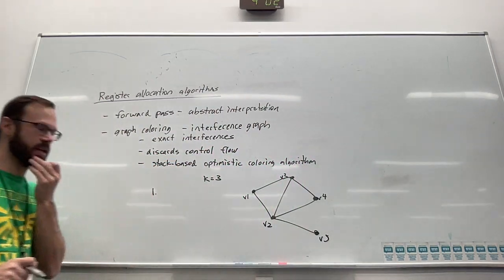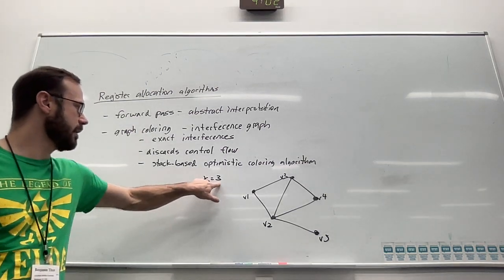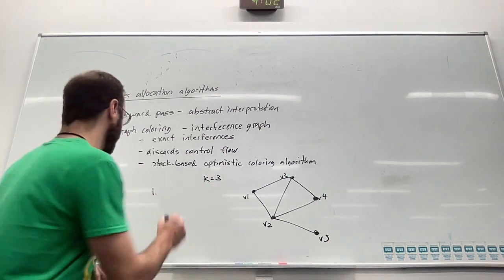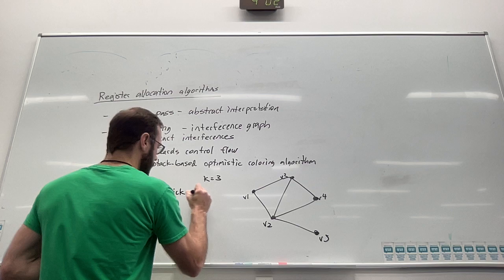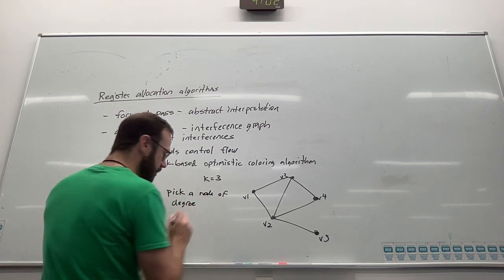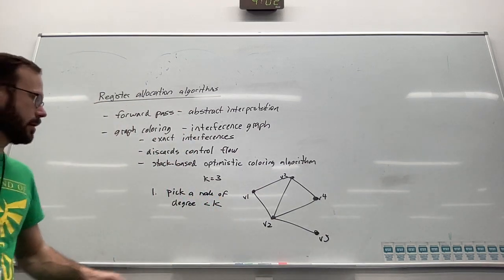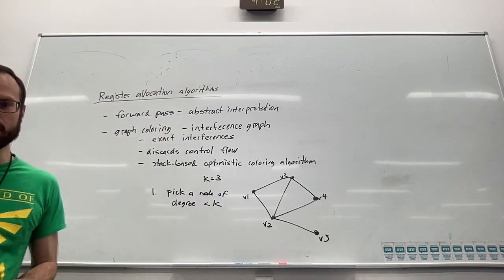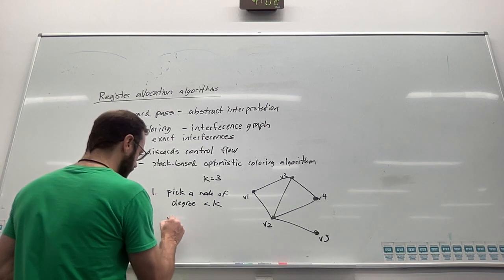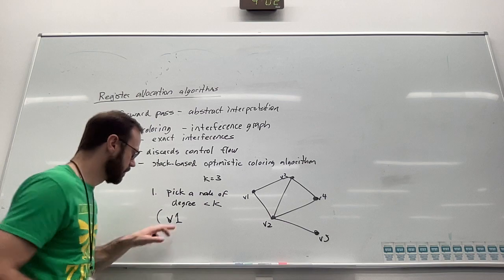At each step, we're going to take the graph and pick a node, if such a node exists, so that its degree is less than k. Of course, the degree means the number of edges that it has to other nodes. We're going to pick that node and remove it from the graph. So let's say we pick V1. It has to have less than k neighbors, and we put it on the stack.